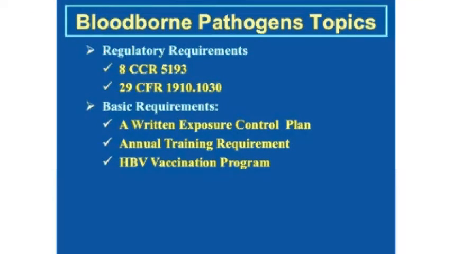Bloodborne pathogens programs are required at both the state and federal level. Its basic requirements include a written exposure control plan with procedures specific to the workplace, annual training requirements, and a hepatitis B vaccination program. It is always best to develop a program that is specific to the practices in your workplace as opposed to a generic one.